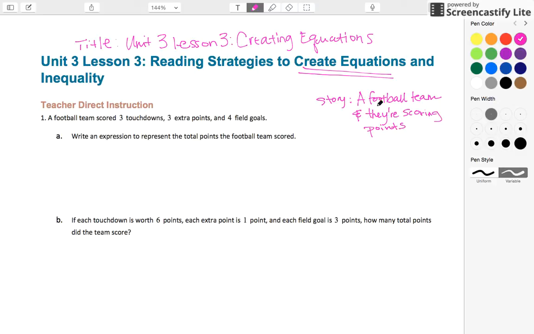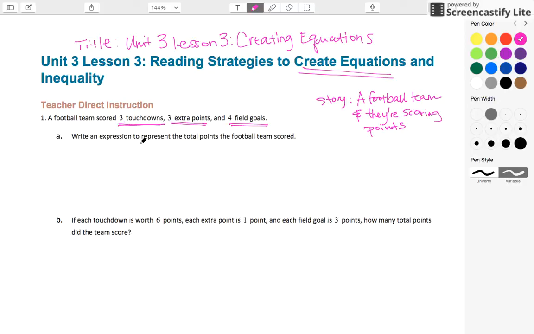Okay, so notice that at this point, I don't have my chart, but at least I'm still thinking about it, and I'm still thinking like, what are my units? How do the units relate to each other? Are there any additional questions, right? So they scored 3 touchdowns, 3 extra points, and 4 field goals. Okay, so I know that these are all 3 different things.